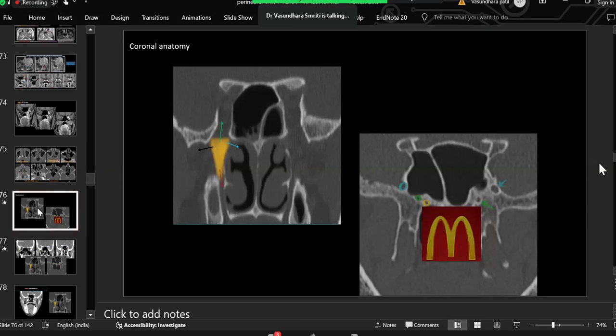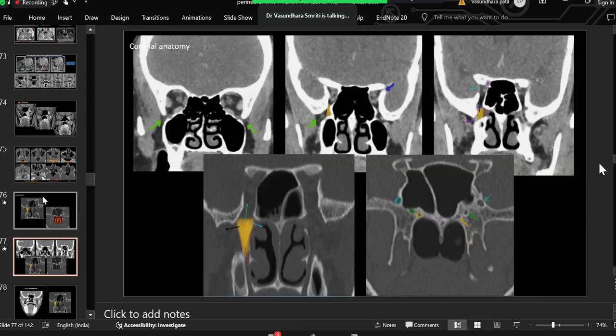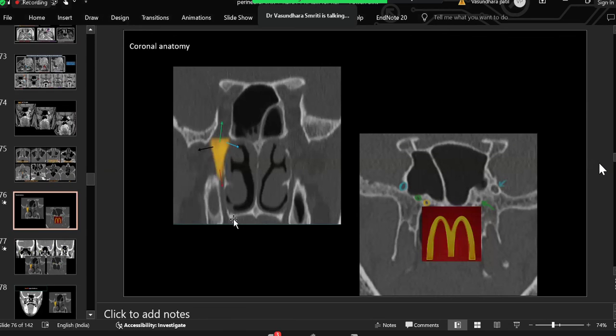So if you look on your coronal, this is how the palatine canal will look like. So this is the palate. From there you get the palatine canal. This you will be able to see on your CT very well. The canal travels superiorly, and this canal itself becomes the lower part of the pterygopalatine fossa.